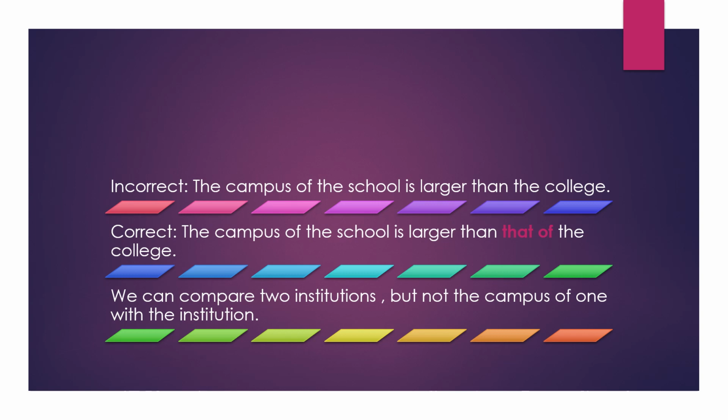You cannot draw a comparison between two things that are different. The comparison has to be drawn between two similar kinds of things. In order to make them similar, you can do two things. Either you put it as the campus of the school is larger than that of the college, or you may put it as the campus of the school is larger than the campus of the college. In case you wish to remove this campus from here and only compare school with college, the buildings, you can always change it to the school is larger than the college.